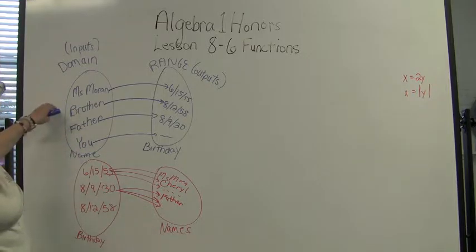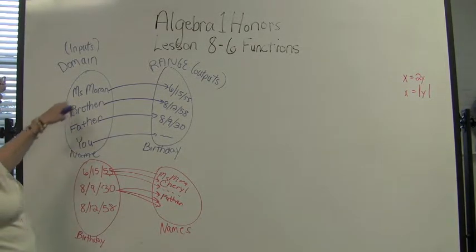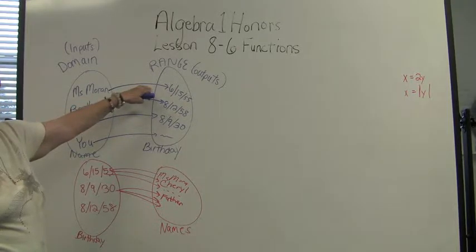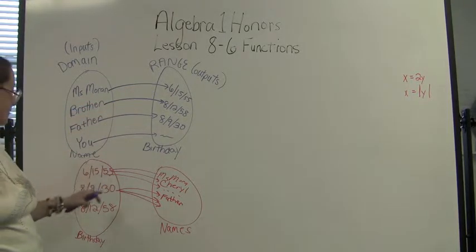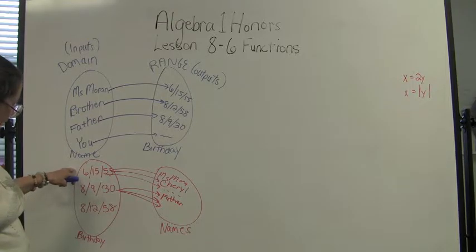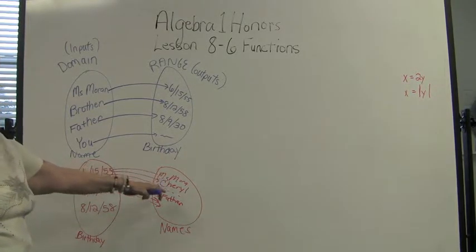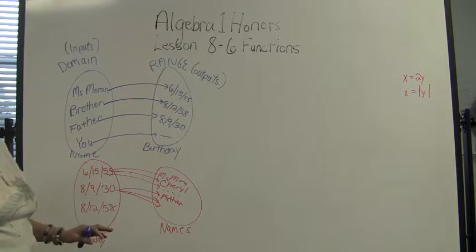So this is a function up here. This is not a function down here. Because up here, each different item in the domain has only one matched item in the range. And down here, elements in the domain map to many elements in the range.